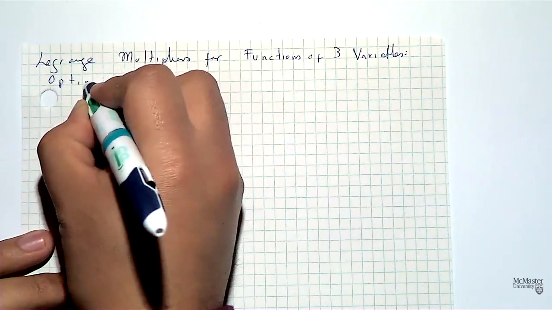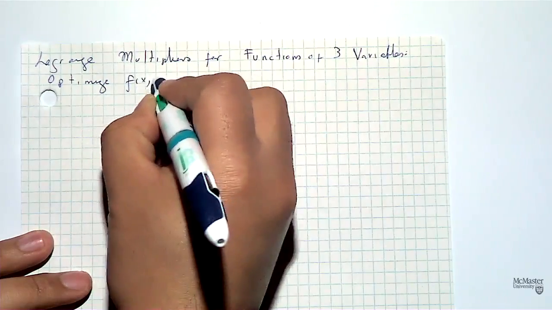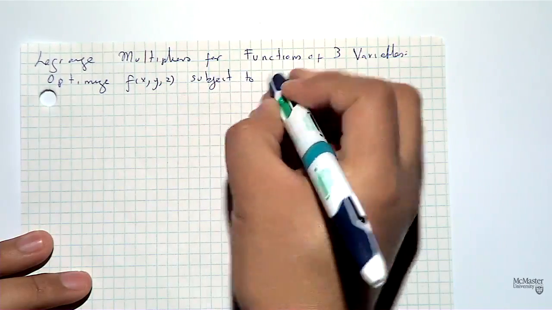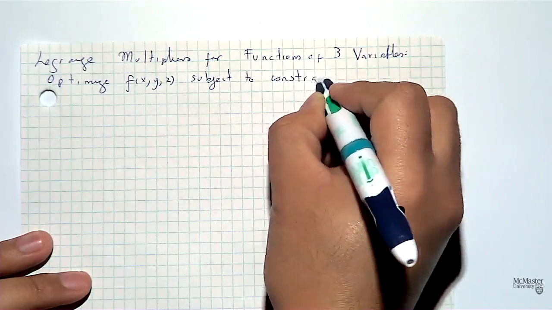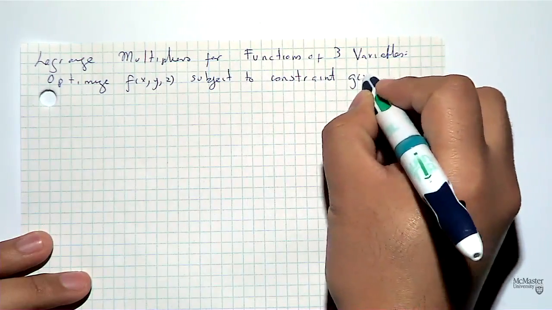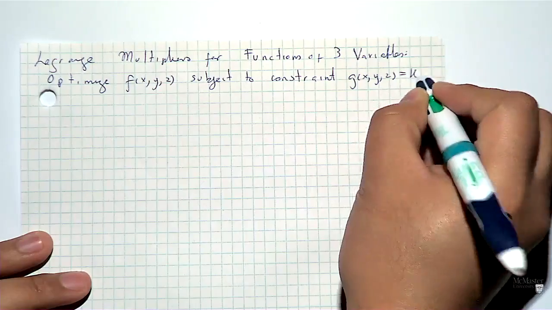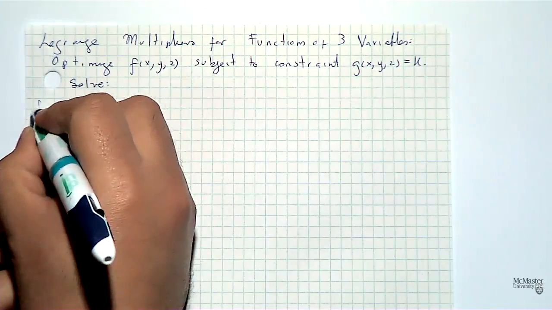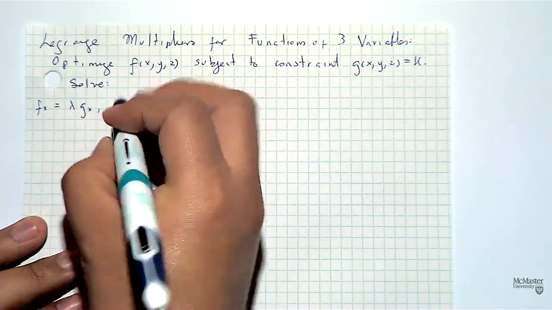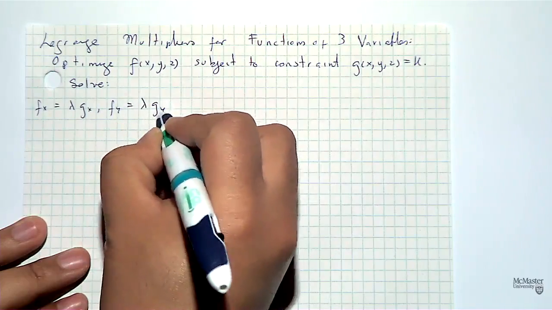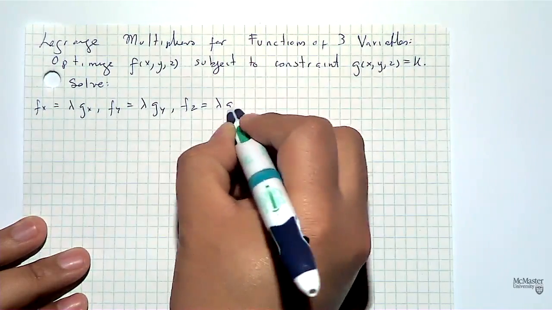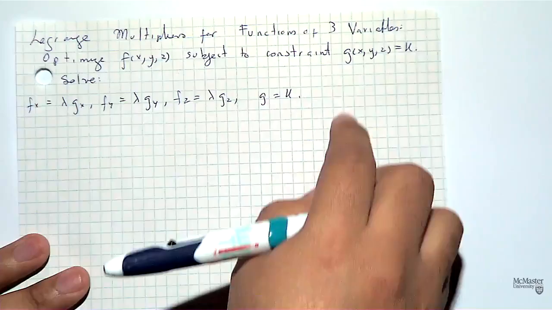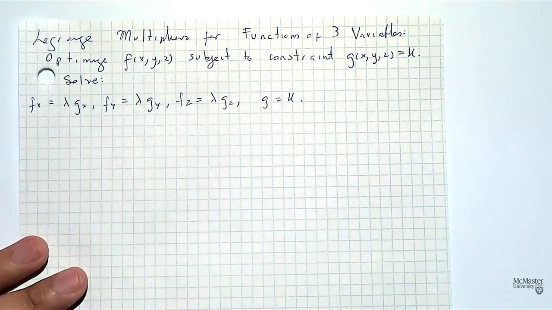So the problem now is to optimize a function of three variables, x, y, and z, subject to the constraint g of x, y, z equal to k. So now what you have to do is to solve the set of equations fx equal lambda gx, fy equal lambda gy, fz equal lambda gz, and g equal to k. So again, four equations, four variables, x, y, z, lambda. Okay?